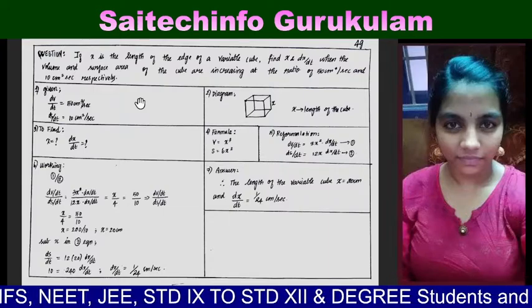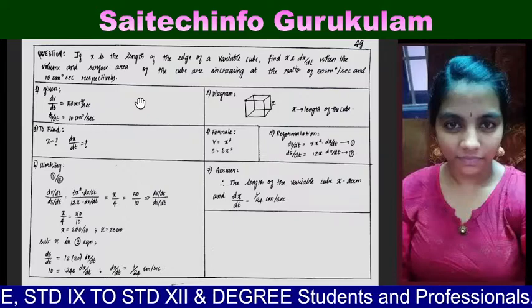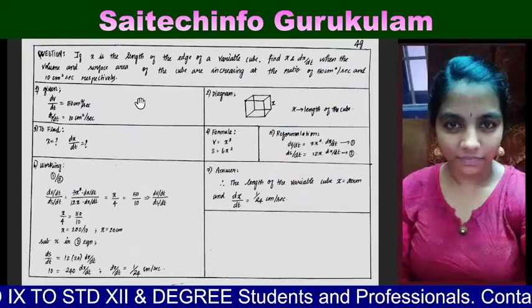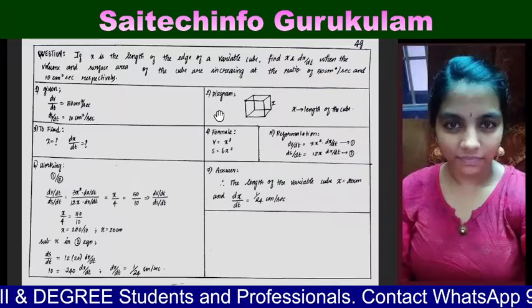I have just shown a cube, where x is nothing but the length of the cube. To find: x is equal to, and dx by dt equal to. Formula: volume of a cube v is equal to x cube and surface area of the cube s is equal to 6x square.